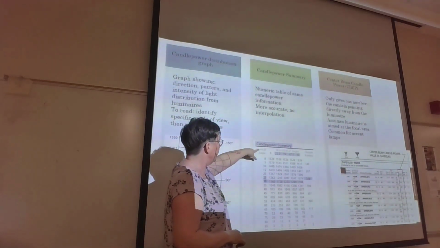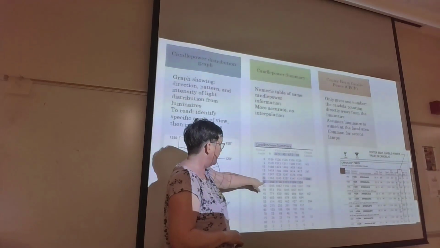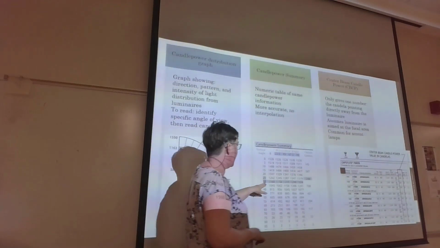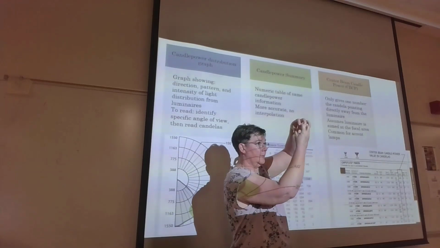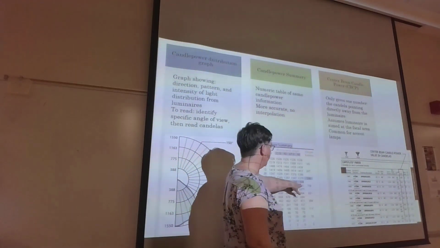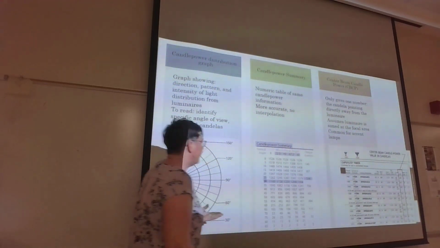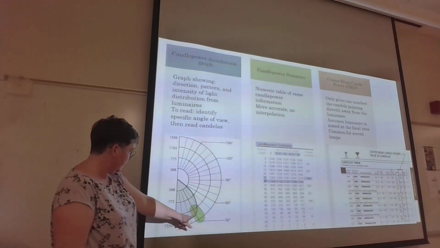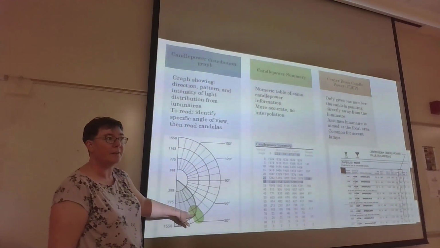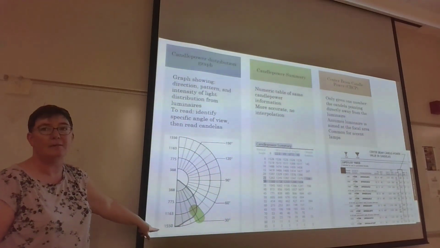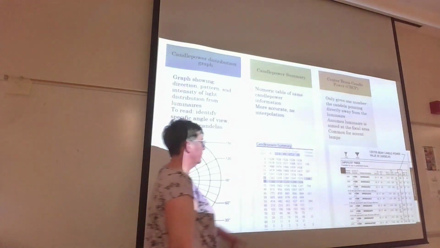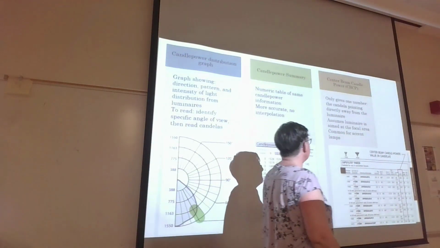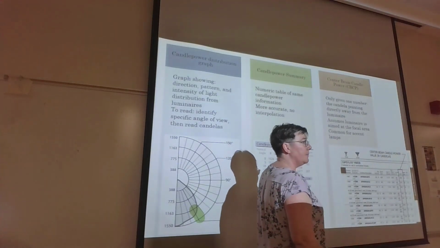Would we read this? Vertical angle of 30 degrees. Horizontal angle, we're going to read for 90 degrees, right? Because it is 1334. I can see where that would be 1334, halfway in between 1163 and 1550. 1334, that's our number. That is our candela.